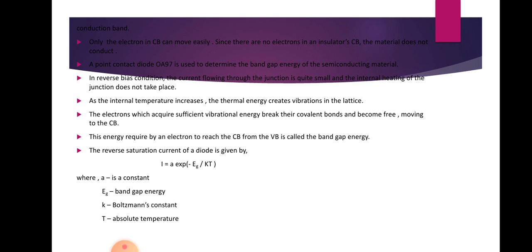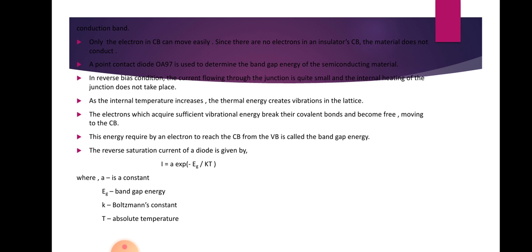As the internal temperature increases, there will be increase in thermal energy, and this creates vibrations in the lattice. The electrons that acquire sufficient vibrational energy will break their covalent bonds and become free, and hence they will move to the conduction band. So we can define the energy that is required for an electron to reach the conduction band from the valence band as the band gap energy.